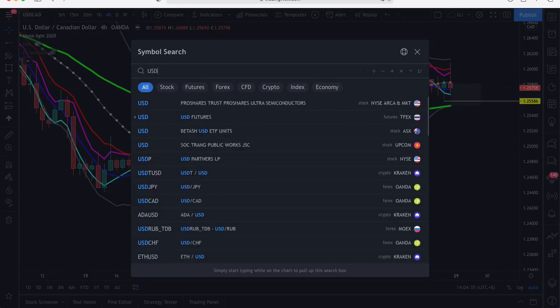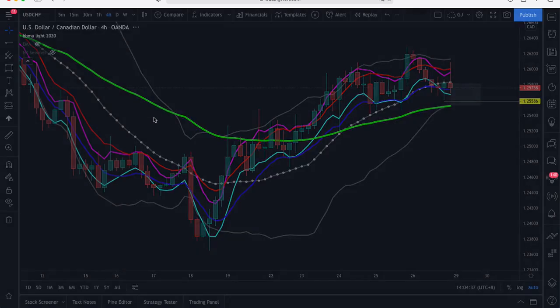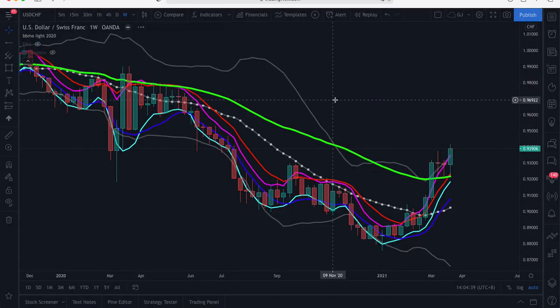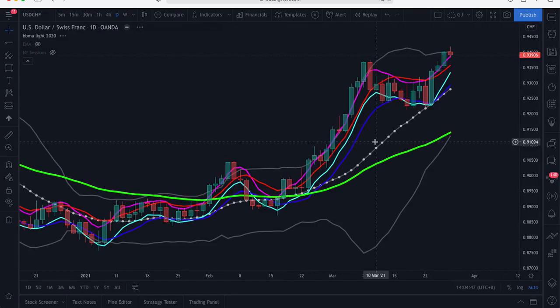Next pair, USD CHF. For USD CHF on the weekly time frame, we can see CSM buy again. This is our re-entry sell setup, and on the daily time frame an MHV sell, because the last candle did not close above the Bollinger Band. This one also closed exactly at the band.